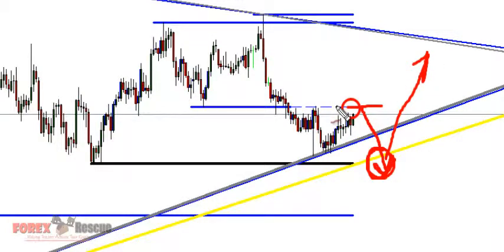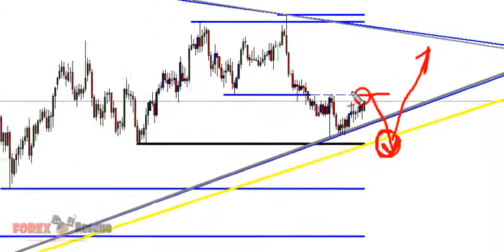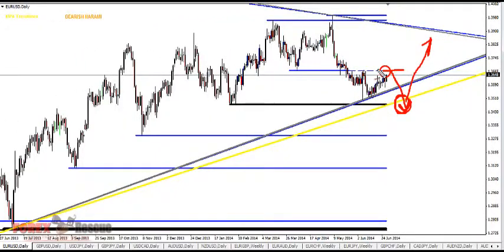So another pair we'll be considering is the AUD card, the Aussie card. Now this is the Aussie card.